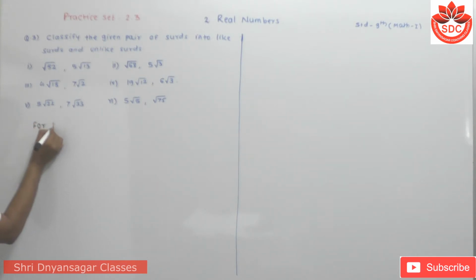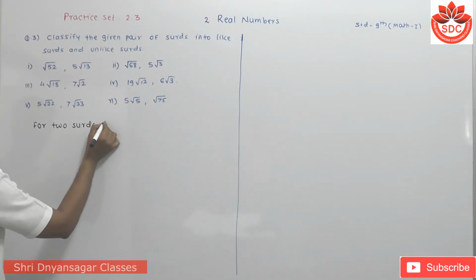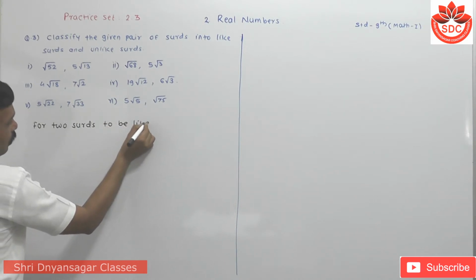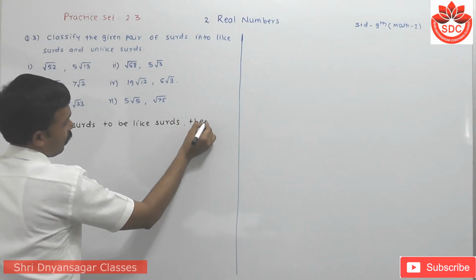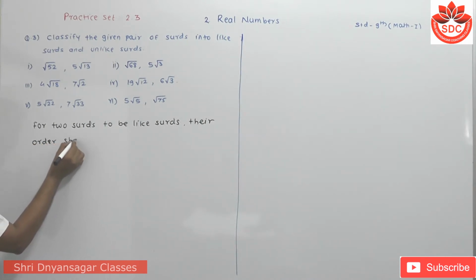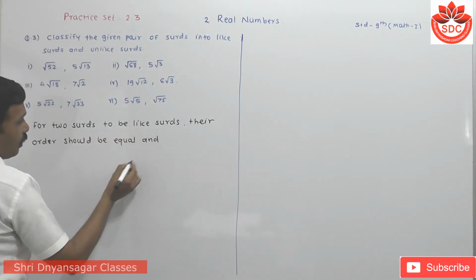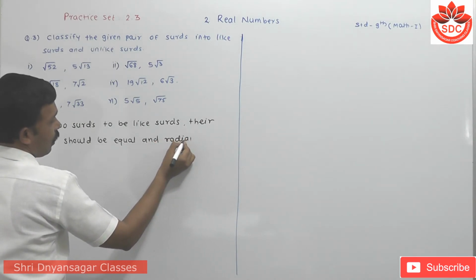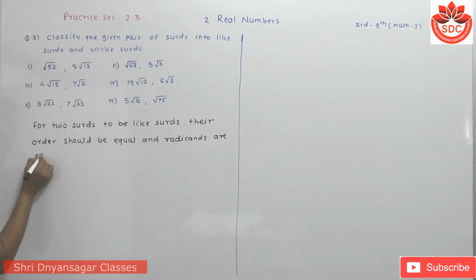For two surds to be like surds, the order should be equal and the radicands are equal, then these two surds are like surds. Now then what? We take one by one here.